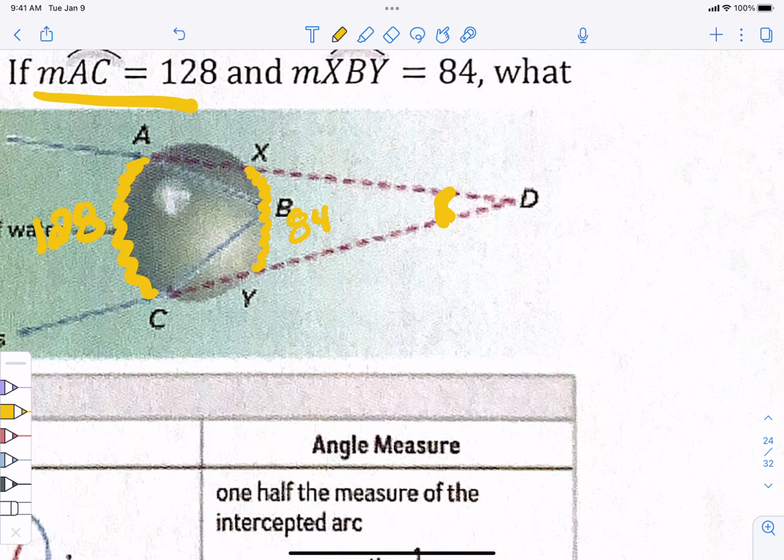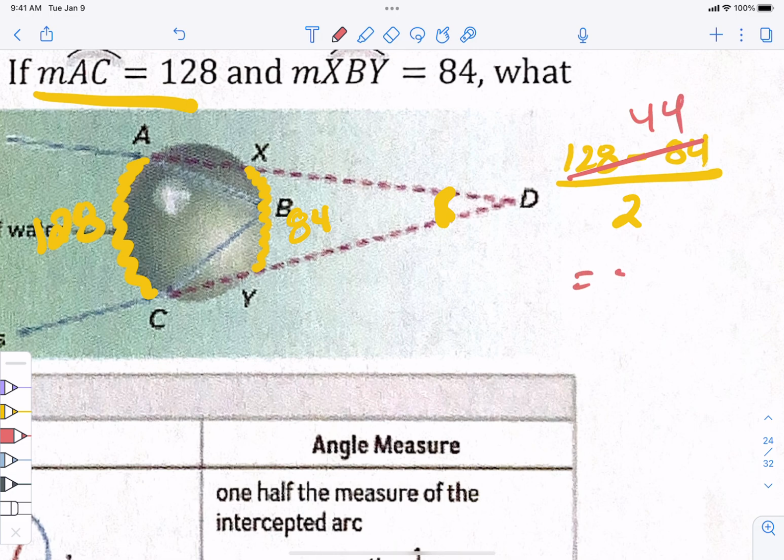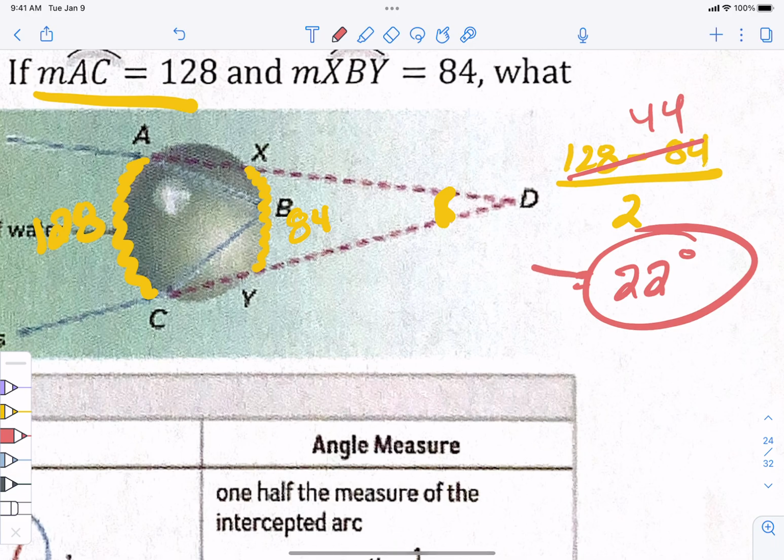So, what are you subtracting? 128 minus. Whoa, wait. No, that's right. I was right. 128 minus 84 over 2. 128 minus 84 is 44 divided by 2. So 22 degrees, I believe, is what angle D is. Yeah, makes sense? Sure. Okay?